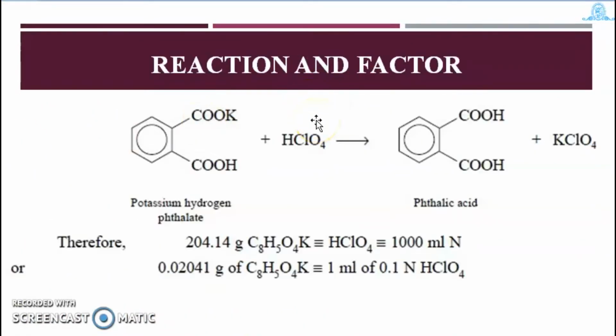Let us see the reaction and the factors for our today's standardization. Potassium hydrogen phthalate reacts with the perchloric acid and forms phthalic acid. The factor involved in this reaction is: 204.14 gram of potassium hydrogen phthalate is equivalent to 1000 ml of one normal perchloric acid. So we have to calculate the factor for the 0.1 normal perchloric acid. 0.02041 gram of potassium hydrogen phthalate is equivalent to 1 ml of 0.1 normal perchloric acid.